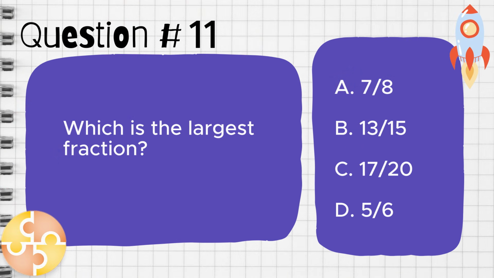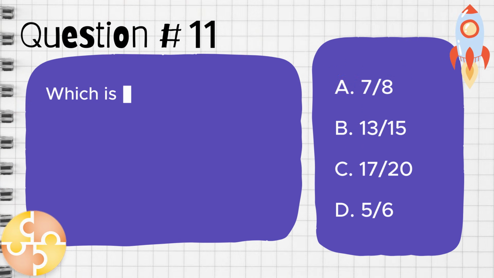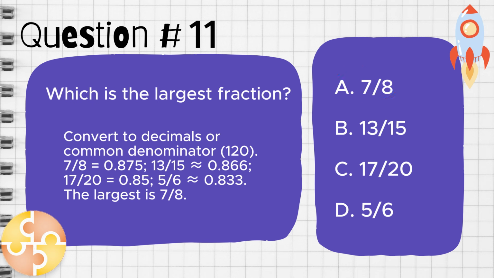Time's up. The correct option is A. 7 over 8. Here's why: convert to decimals or a common denominator: 120. 7/8 equals 0.875. 13/15 is approximately 0.866. 17/20 equals 0.85. 5/6 is approximately 0.833. The largest is 7/8.